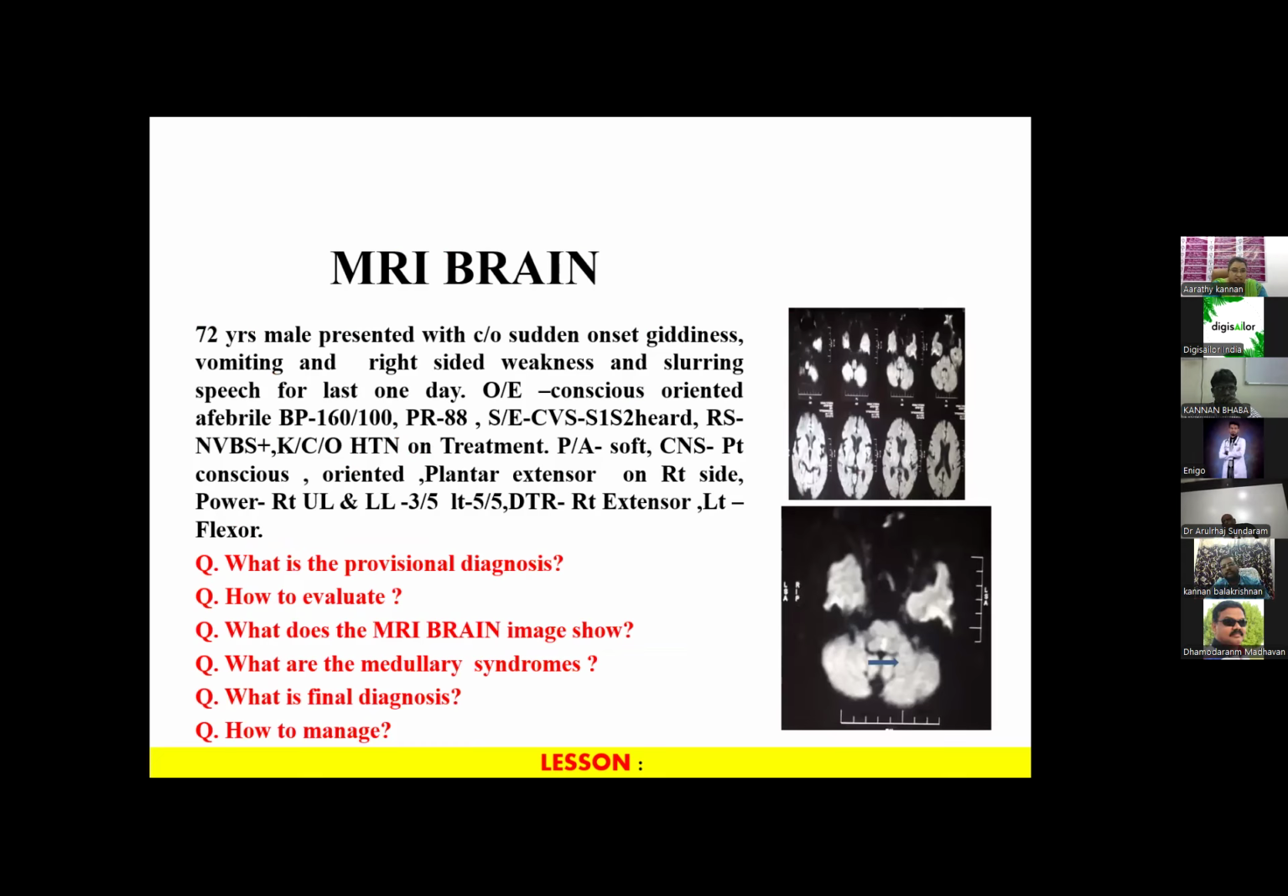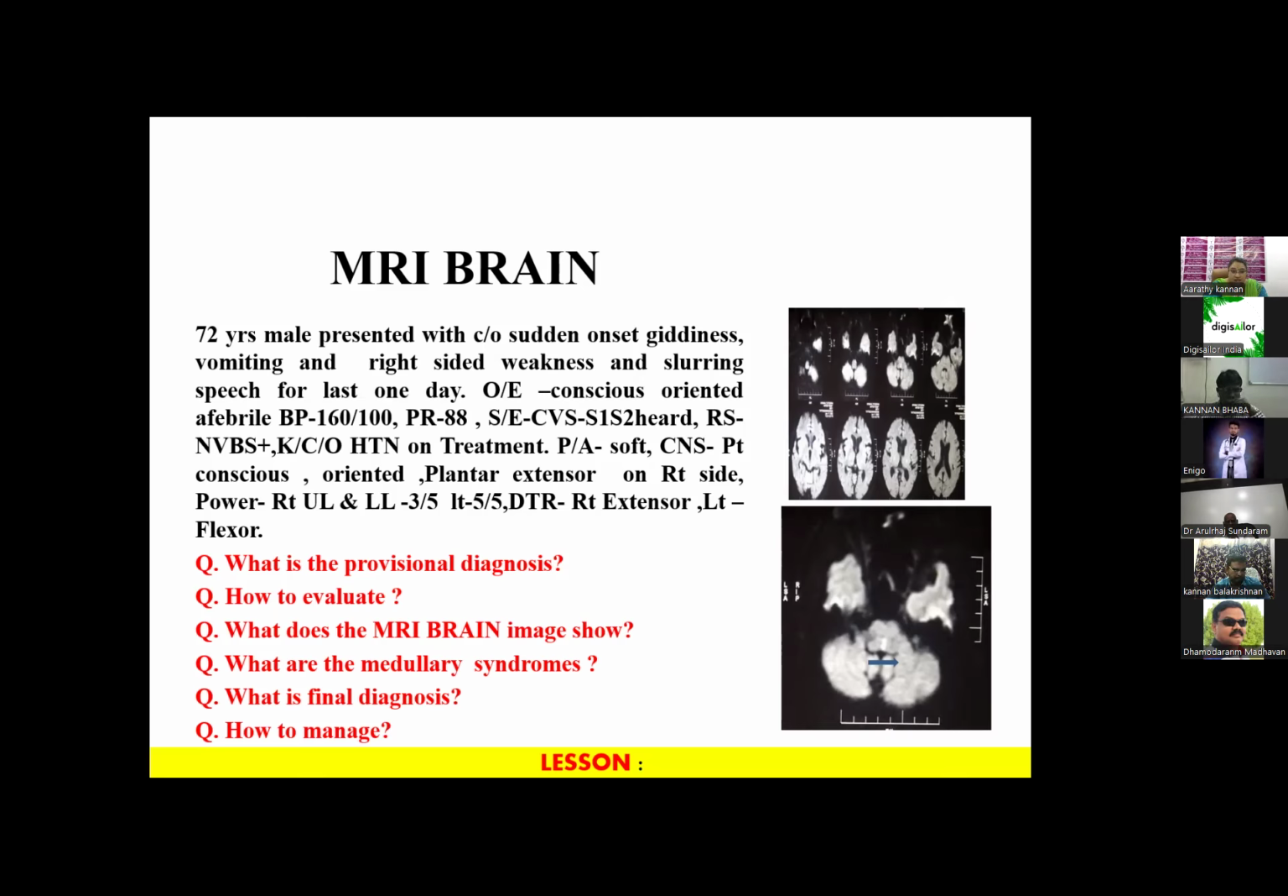Next, we had a 72-year-old male who presented with complaints of sudden onset of giddiness, vomiting, right-sided weakness, and slurring of speech for the last 1 day. On examination, he was conscious, oriented, BP was 160/100, pulse rate was 88 per minute. He was a known hypertensive on treatment.